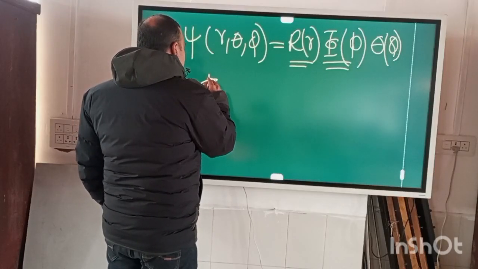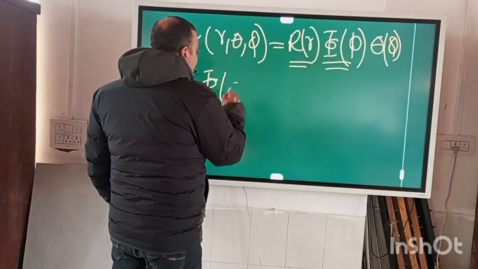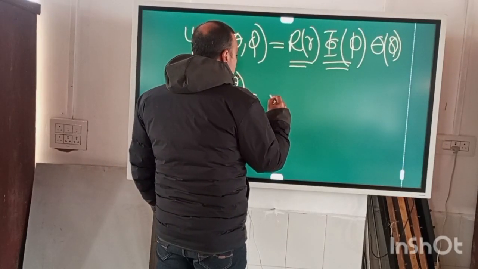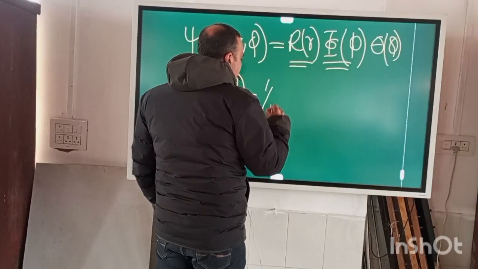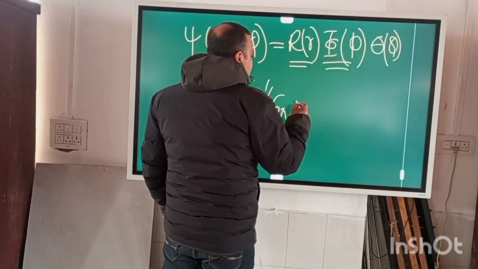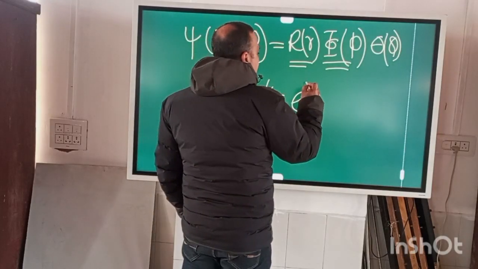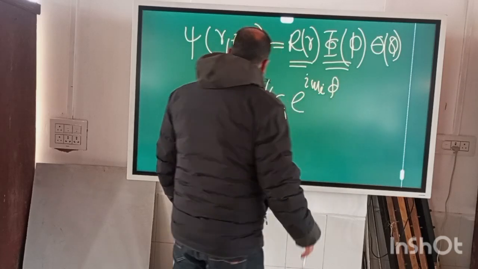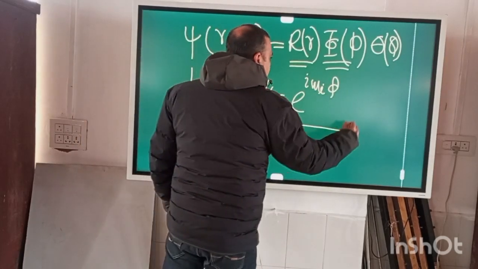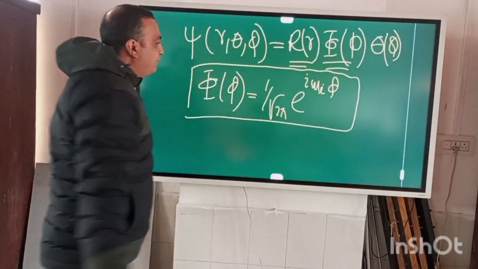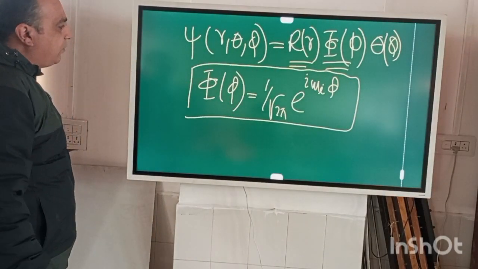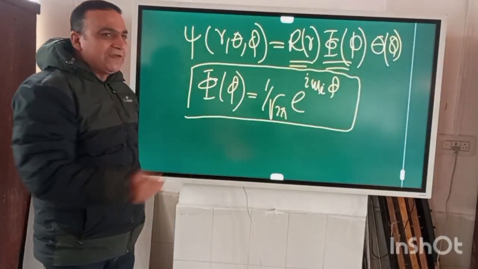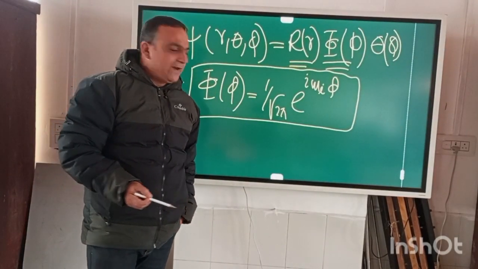If I write down the solution for phi, so what was that? Phi as a function of small phi, we have the solution as 1 by under root of 2 pi, e to the power of i ml phi. This is the solution of the azimuthal part of the Schrodinger's equation, and this 1 by root 2 pi comes as a result of calculating the normalization constant, right?